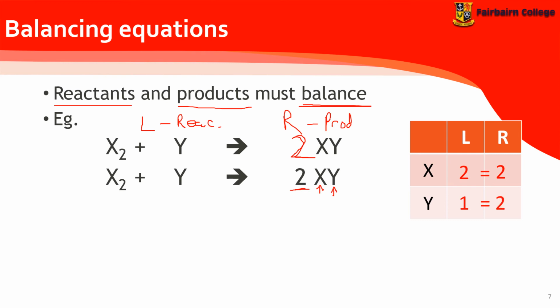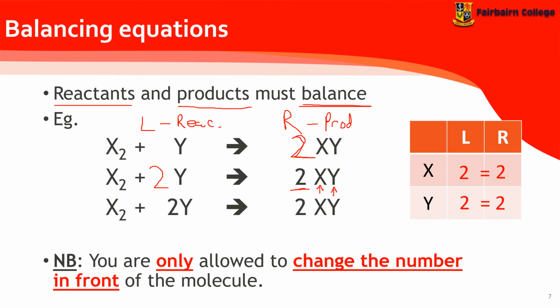But the thing is, this 2 doesn't just change the X, it also changes the Y. So now we have a problem again, because Y on the right-hand side is 2, while on the left-hand side it is still just 1. So we can change that by adding a 2 in front of the Y. So now we have X2 plus 2Y equals 2XY, and now if we calculate the number of atoms, we see that they are equal on both sides. And so now we have balanced the equation.